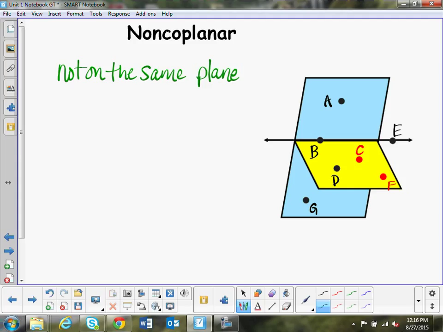Okay. It takes 2 to just name a line. 4? 3. Okay? 3. So name a group of non-coplanar points. A, D, C, and F. Good. All you need is 3.